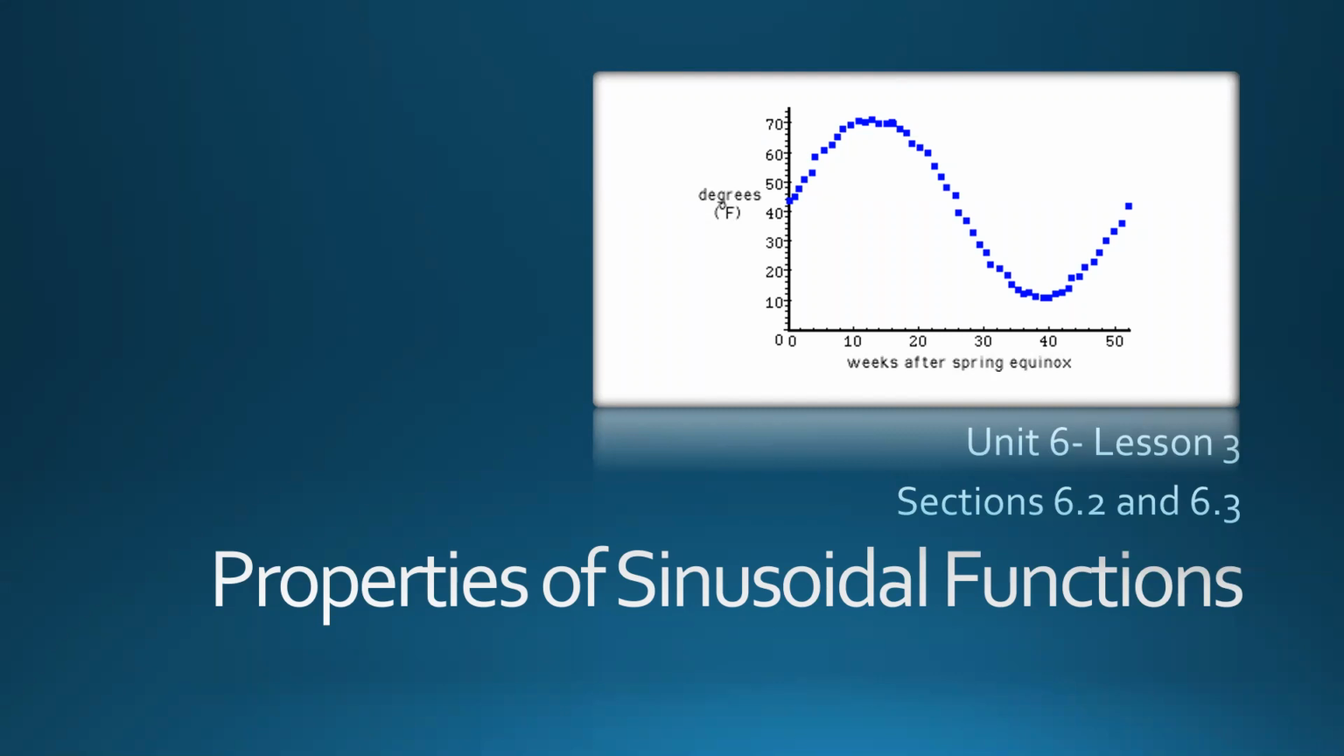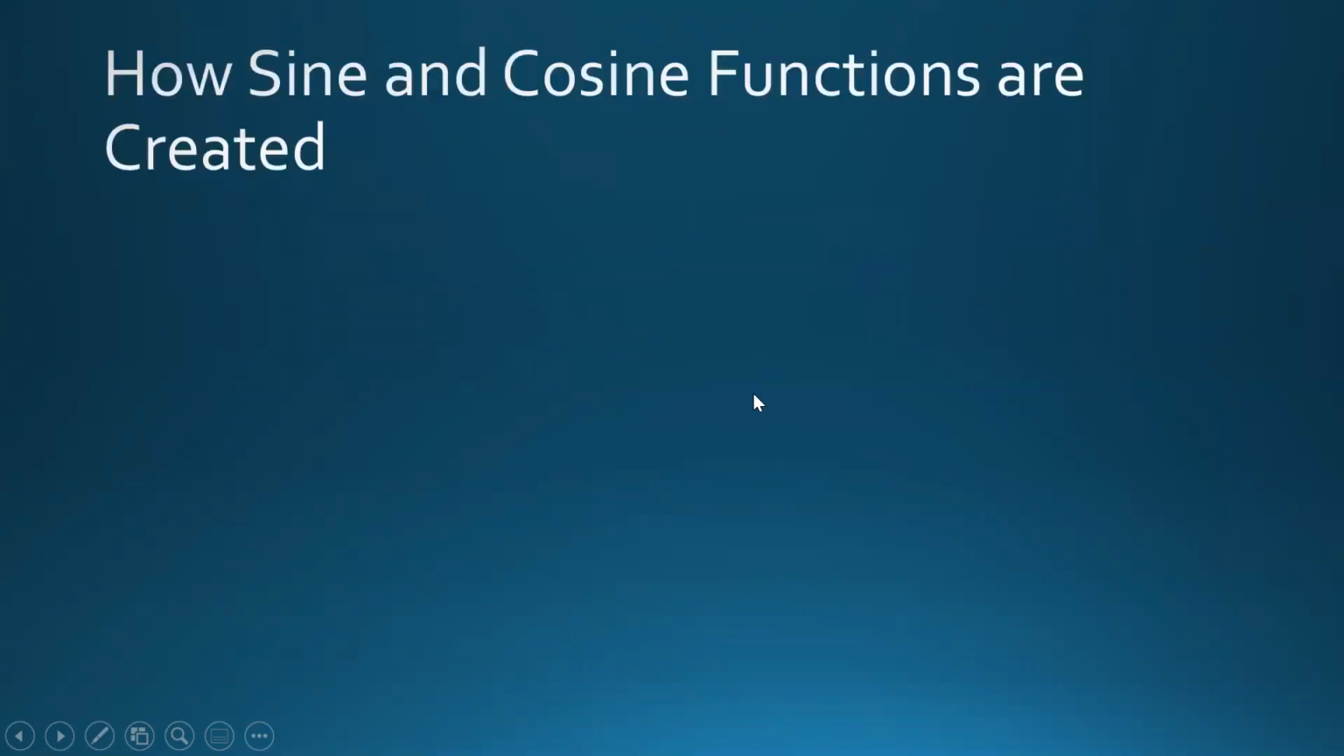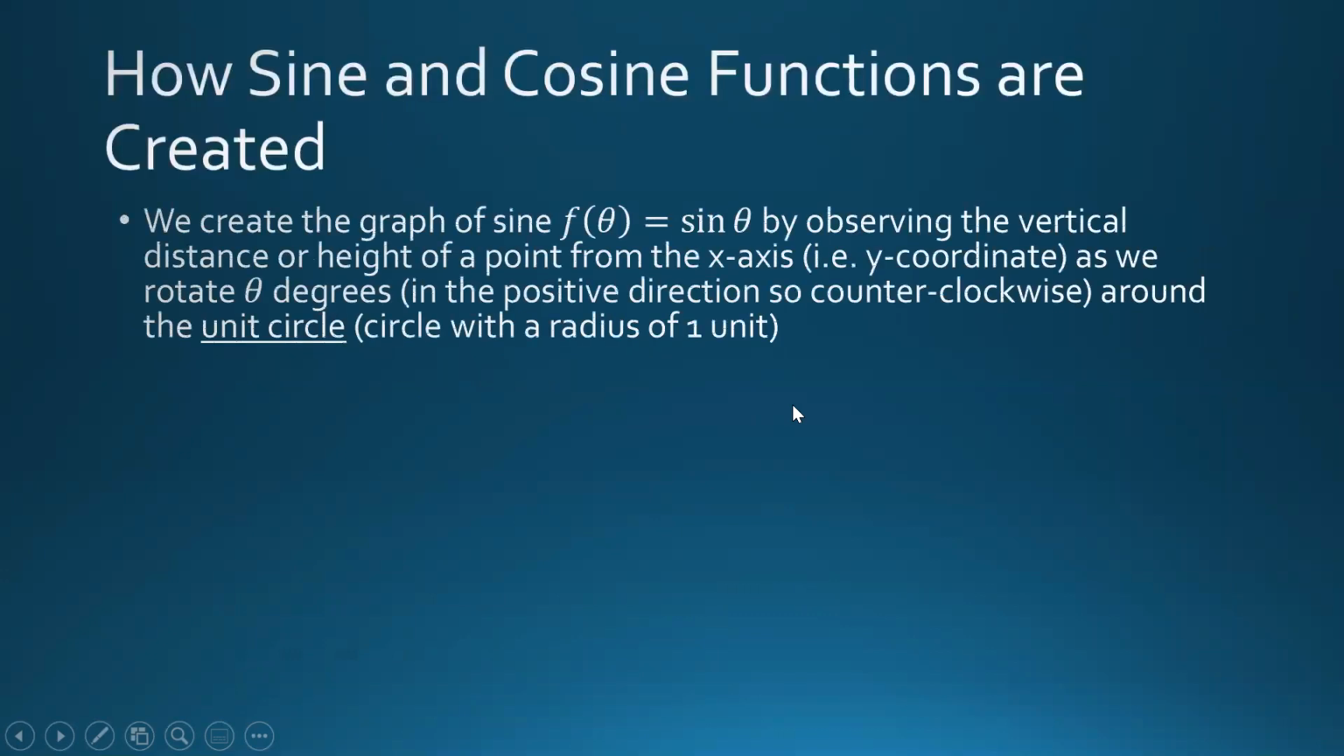And then specifically, we're going to look at some word problems later on. So again, learning objectives for today: make connections between the sine ratio and the sine function graph, and the cosine ratio and the cosine function graph. Then we're going to look at key properties that they have. So first of all, how are the cosine graphs and the sine graphs created?